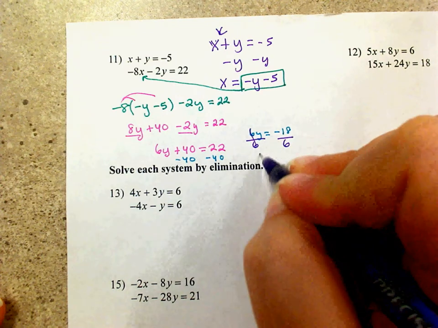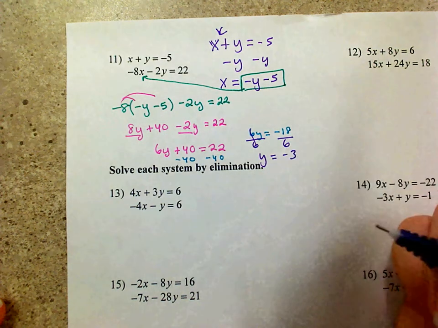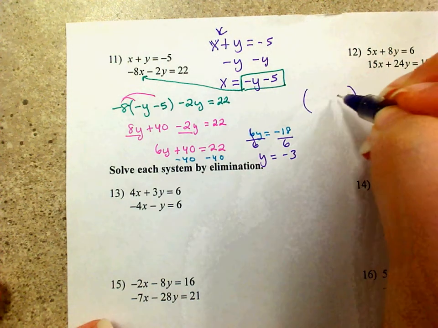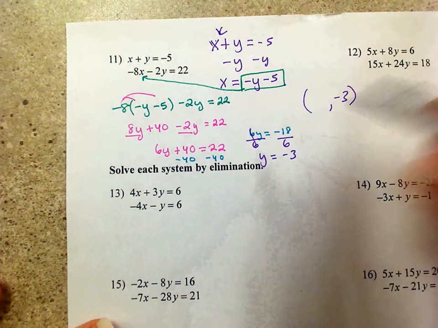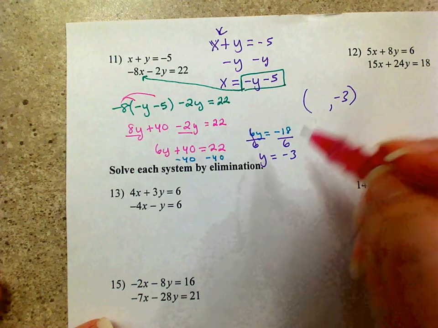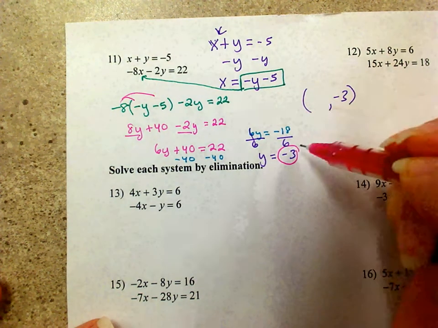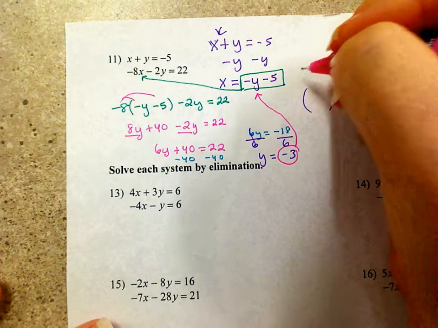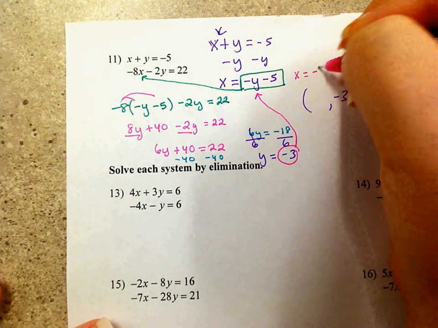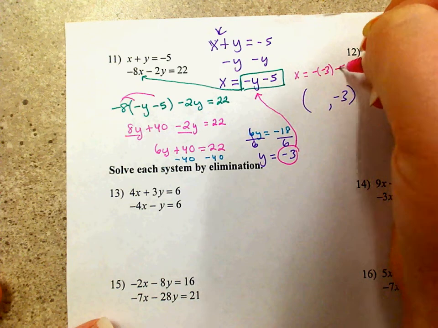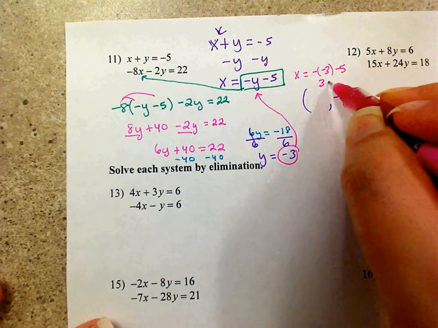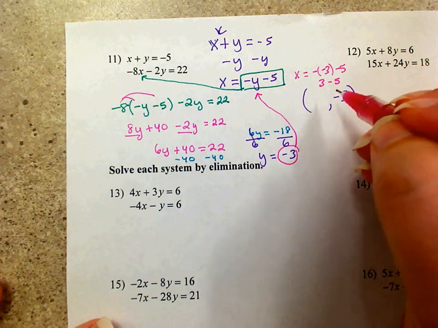Am I done? Nope, I've only got the y value. So how do I find the x value? Good, so if y equals a negative 3, then that means x equals a negative 3 minus 5. What is a negative 3? What's a 3 minus 5? And so there's my answer.